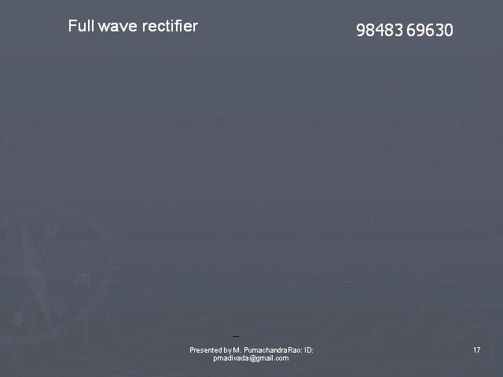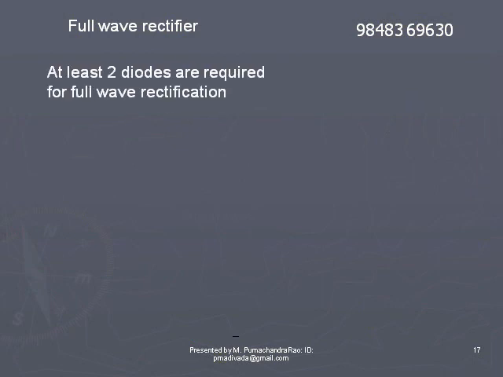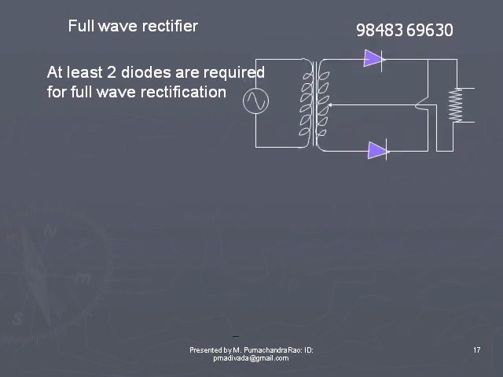Full wave rectifier. For full wave rectification, we require at least two diodes. Two diodes are required for full wave rectification. First, let us observe the circuit diagram which is used for this purpose.